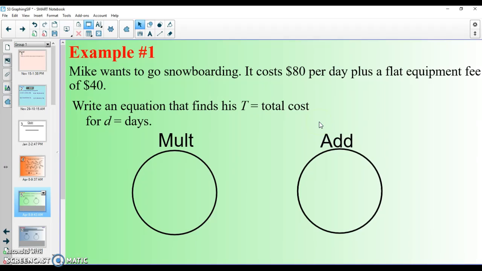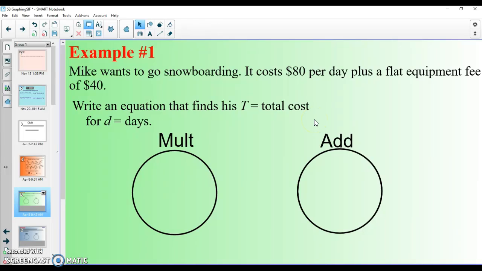So an example would be: Mike wants to go snowboarding. It costs $80 per day plus a flat equipment fee of $40. Write an equation that finds his total cost for D days. So what students had to do back in 6th grade is take this problem and write it into an equation.